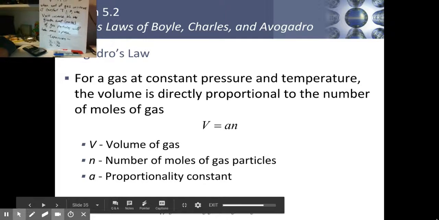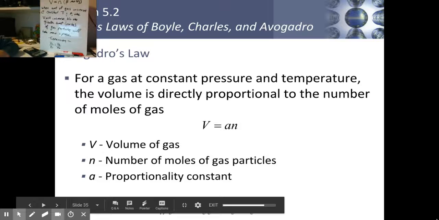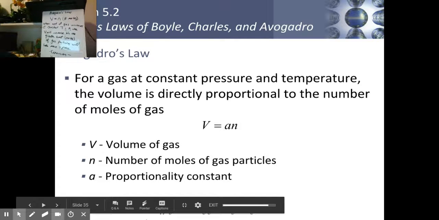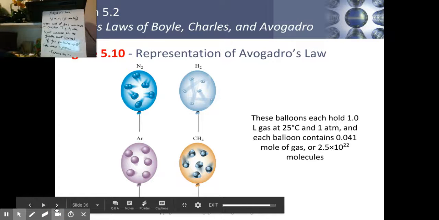Think of expansion. So the formula that we use is V1 over N1 equals V2 over N2. And that little sideways fish is the proportionality sign.